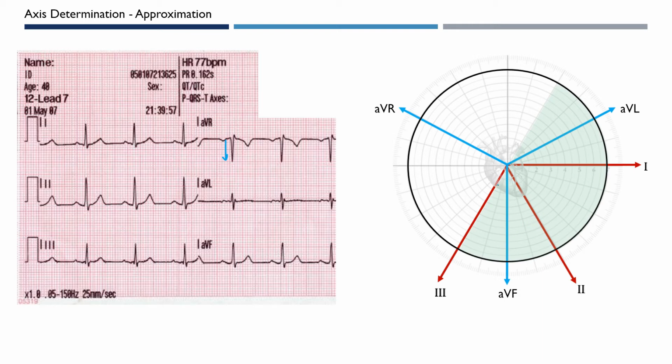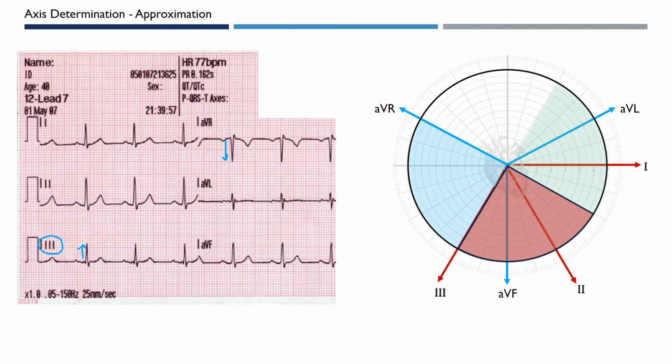So we're going to combine this now with lead 3. And lead 3 is positive still. So what we're going to do is we're going to shade the areas in which lead 3 would be positive. That's going to be demarcated now in blue. And you can see there's an area in which they intersect. That intersect is this red area. Now this area is larger. You can see it's not as accurate as using lead 1 and lead 3.